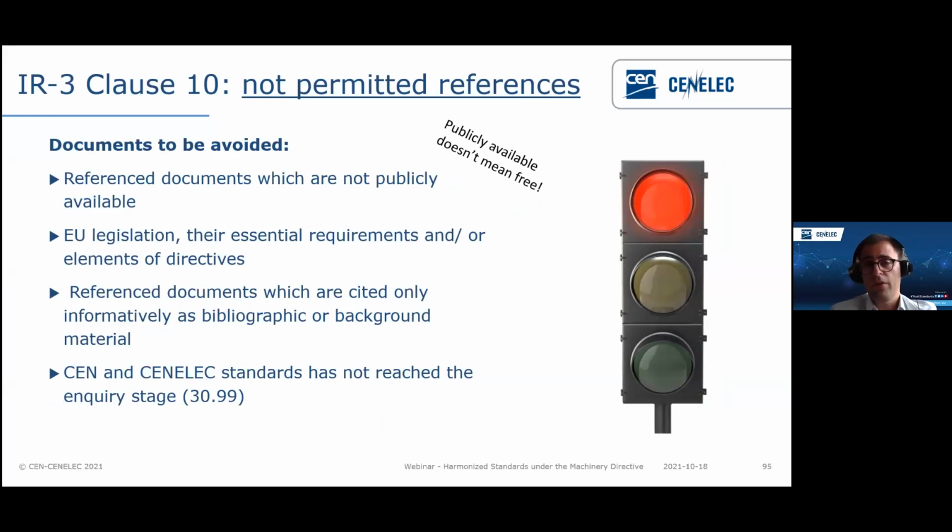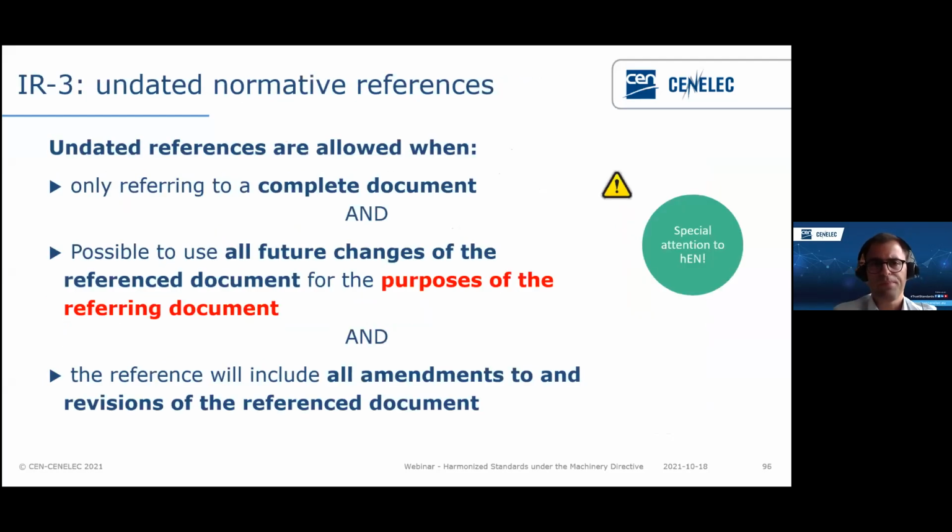Clause 10 of IR3 also indicates what are the references that are not allowed. So here there is a list of documents to be avoided as much as possible. The first one is obviously normative references that are not publicly available. Normative references should not be EU legislation like the Machinery Directive, so this is also not allowed. If a document is just referred to in the text of the standard for information, this is not a normative reference, and eventually could be included in the clause of bibliography at the end of the document. And again, CEN and CENELEC standards that have not yet arrived at the inquiry stage cannot be a normative reference. So in other words, first working draft documents cannot be used as a normative reference in your document.